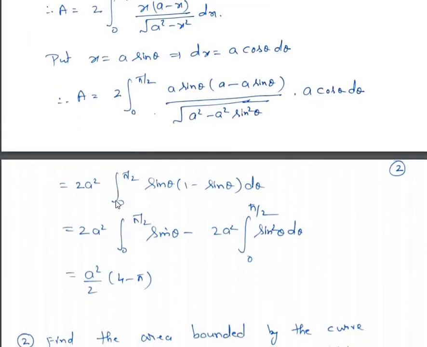So we have this equal to 2a² times the integral from 0 to π/2 of sin θ (1 − sin θ) dθ, which is 2a² times the integral from 0 to π/2 of sin θ dθ, minus 2a² times the integral from 0 to π/2 of sin² θ dθ. The integral of sin θ is −cos θ, and for integrating sin² θ either use the gamma function or use sin² θ = (1 − cos 2θ)/2, and substitute the limits, you get it as a²/2 into (4 − π).